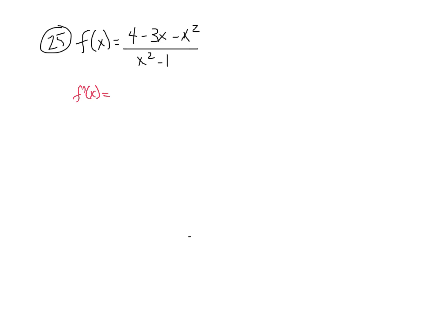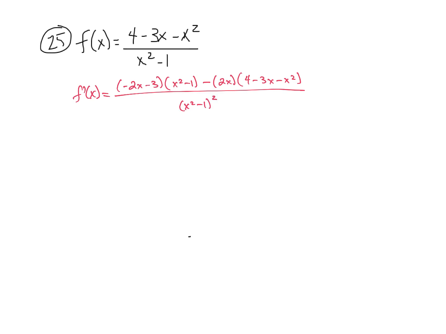So the derivative of the top. What is the derivative of the top? And then times the bottom, x squared minus 1. And then minus the derivative of the bottom, which is 2x, times the top, 4 minus 3x minus x squared, all over x squared minus 1, quantity squared.